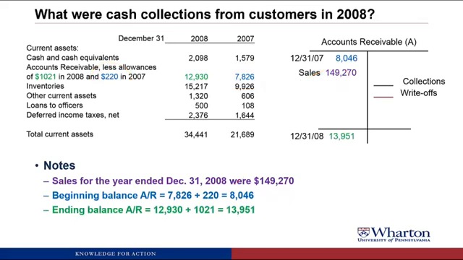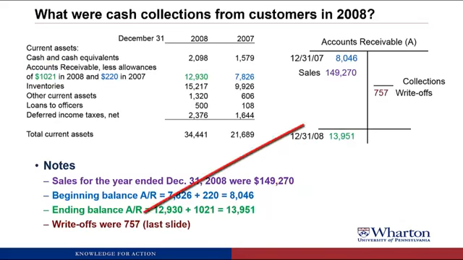So we need to add the 7826 plus the allowance of 220 to get gross receivables of 8046. We'll do the same thing for the ending balance. We'll take the 12,930 on the balance sheet, which is net, add the 1021 of allowances to get gross accounts receivable of 13,951. When we answered the prior question, we calculated that write-offs were 757, so we can fill that in. And now the only thing that's missing is cash collections.